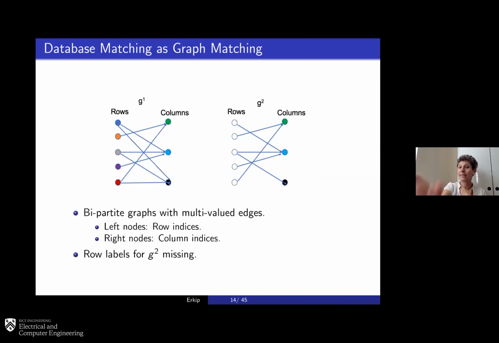But when we think about a second database whose identities have been, say, anonymized, then we may envision knowing the column colors, but not the row colors. And our goal in database matching is to figure out which rows in the second graph correspond to which rows in the first graph. Okay, so we can view database matching as an instance of graph matching as well. So we can have a unified approach to both database matching and graph matching.